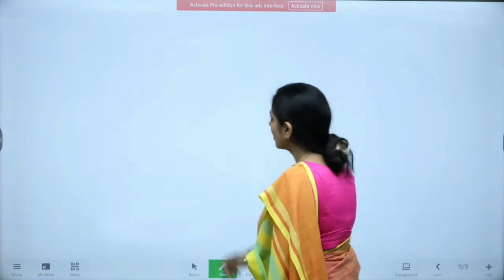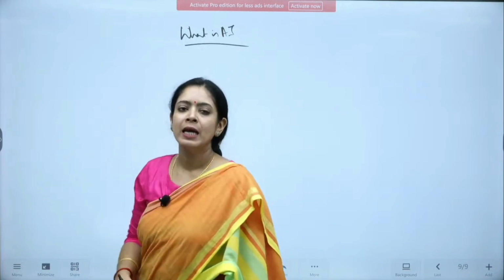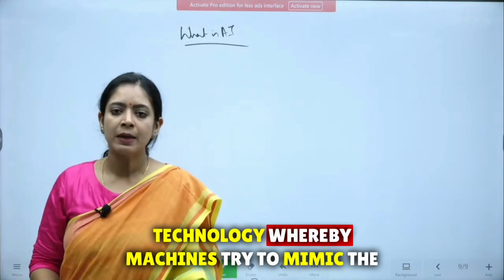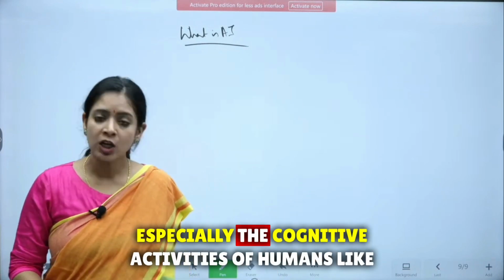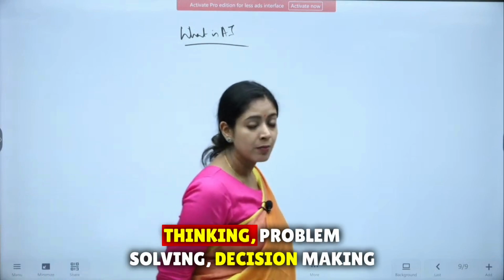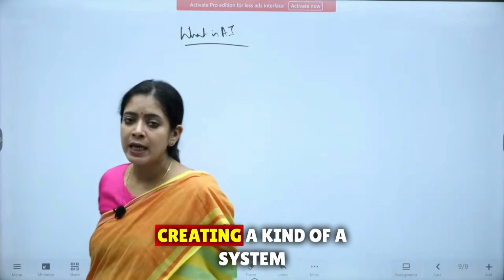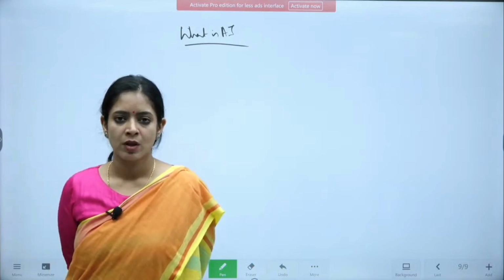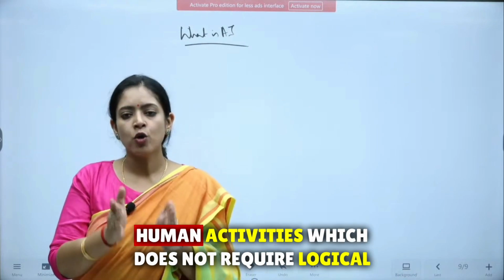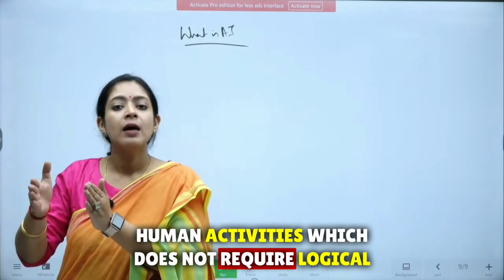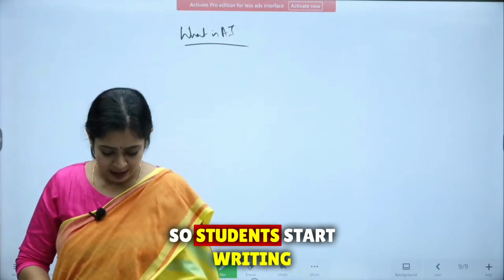Let us start. What is AI? AI is the technology whereby machines try to mimic the activities of humans, especially the cognitive activities of humans like thinking, problem solving, decision making, use of logic, thereby creating a kind of system where human activities which are more repetitive in nature, which do not require logical reasoning to a very great extent, can be replaced by AI. So students, start writing.